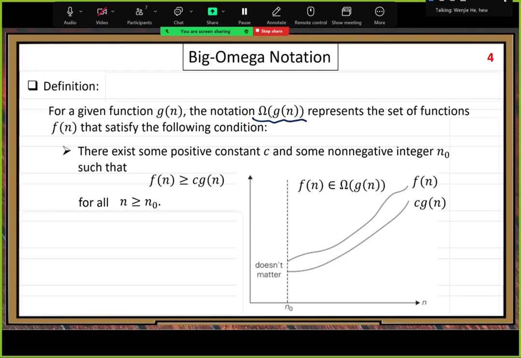The graph: this time we use c times g function, but we need to approximate the f function from below, to support f. From below we do not call it an upper side cover, but a below support. It completely supports the f function from below. And the vertical line, this part doesn't matter. Same understanding as before. So this is the big omega notation.